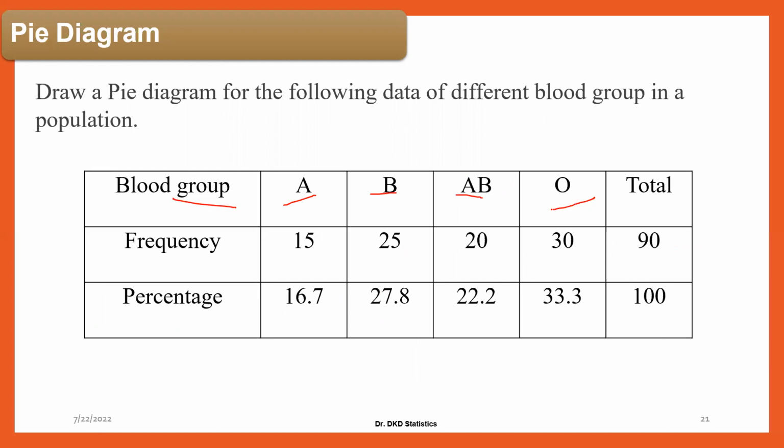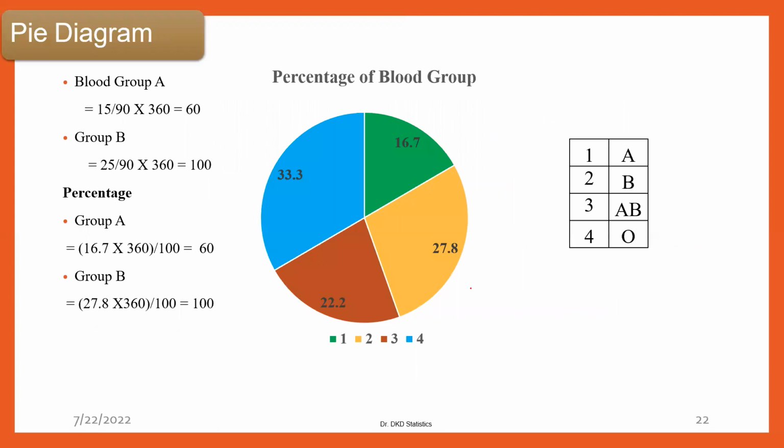Here four blood groups are given, and for each group the frequency is given. Out of the total, we can calculate the percentage of each blood group out of 100%. So out of 100%, we can create the pie diagram. For each group we can calculate the percentage, and the total percentage should be 100.